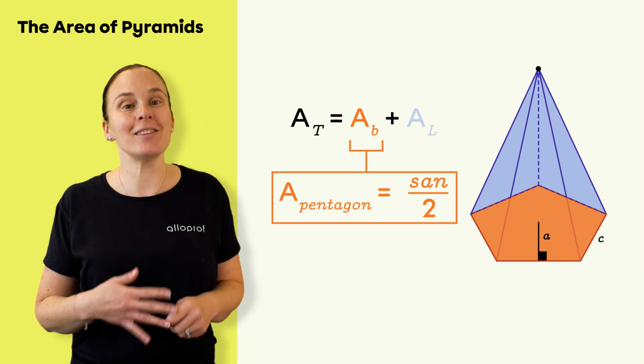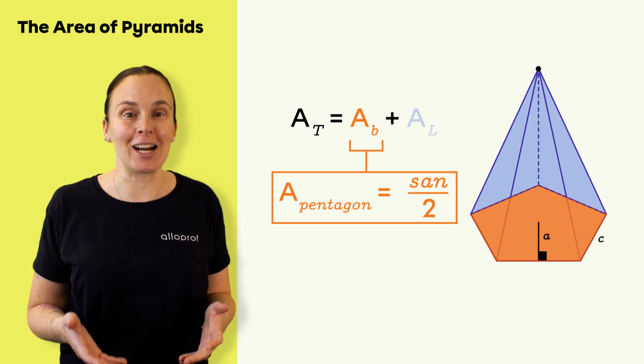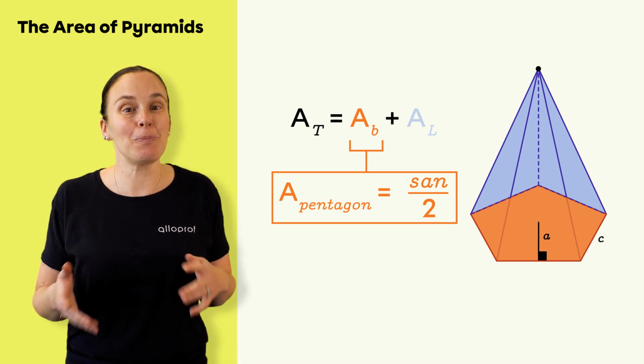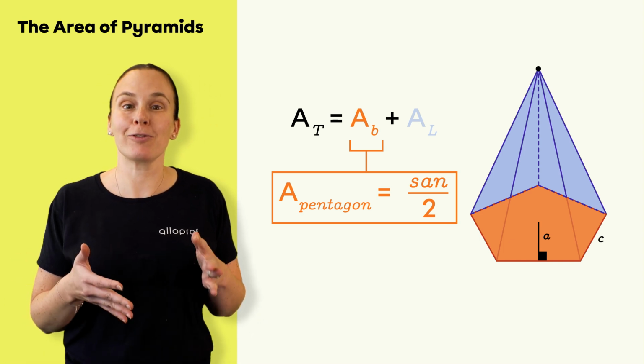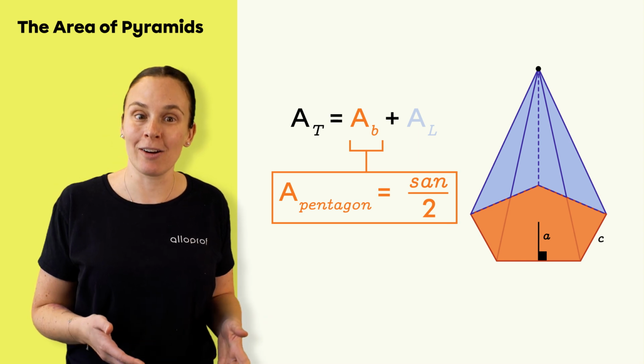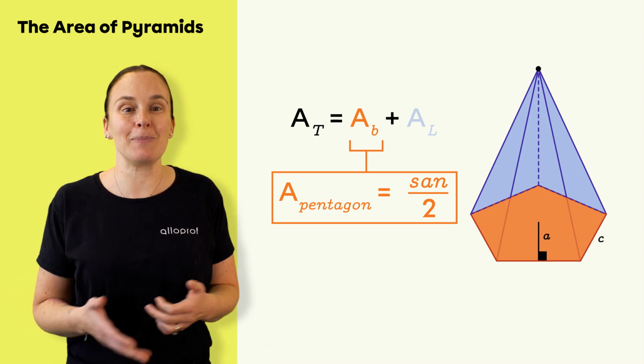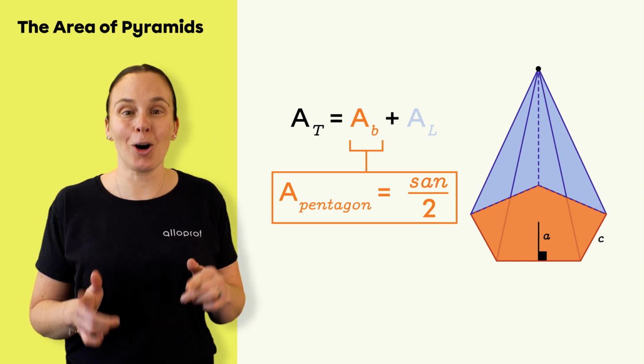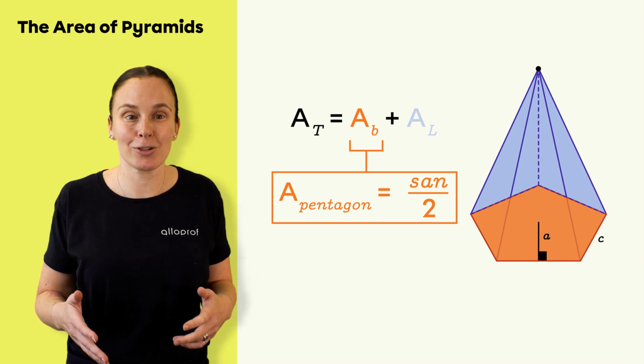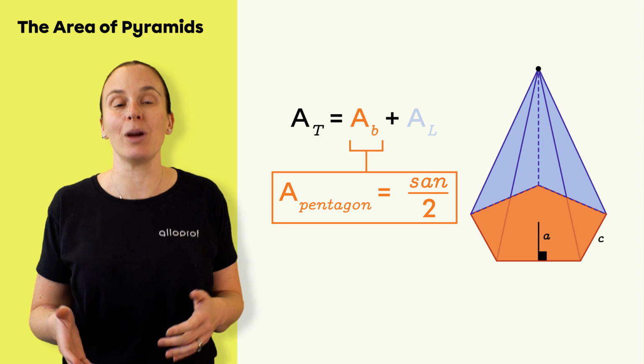Be careful. This isn't always the formula to use to calculate the base area of a pyramid. If the base is a triangle, use the formula for the area of a triangle. If it's a square, use the formula for the area of a square. In other words, each different base shape has its own formula. Always take the time to identify the base of your solid and choose the right formula to go with it.